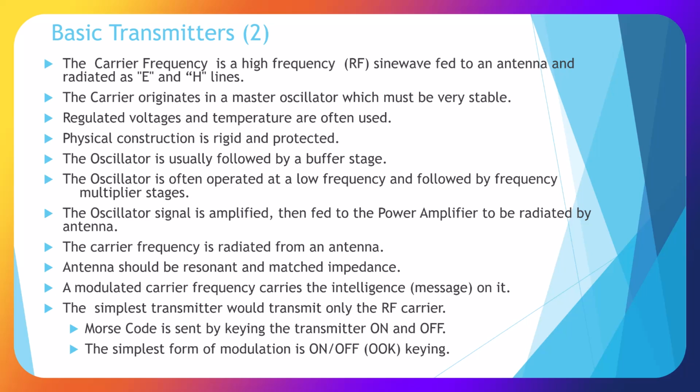The carrier frequency is radiated from the antenna. The antenna should be resonant and matched for impedance. The modulated carrier frequency carries the intelligence, the message, on it. The simplest transmitter would transmit only RF carrier. Morse code is sent by keying the transmitter on and off, and the simplest form of modulation is on-off, or OOK, keying.